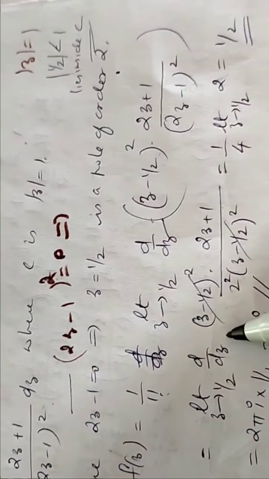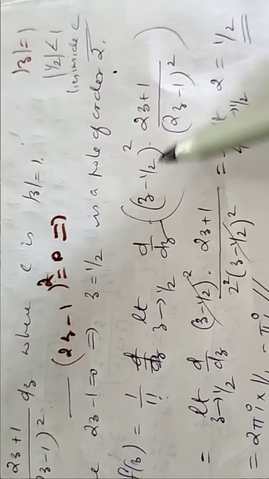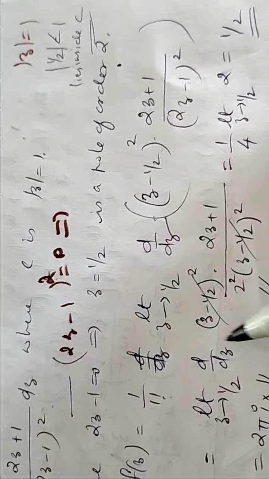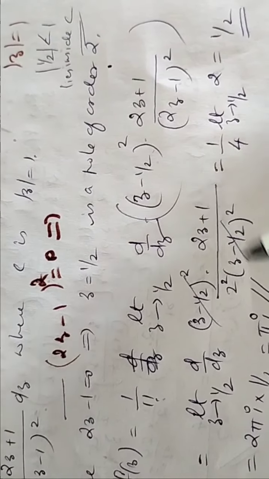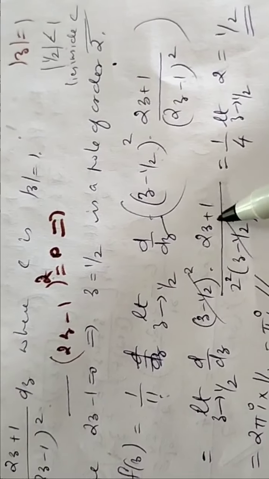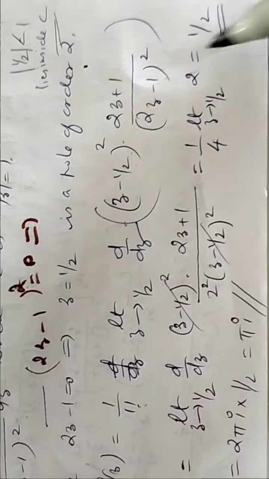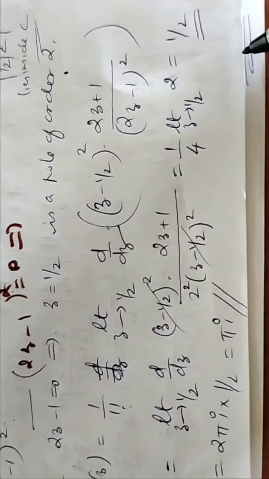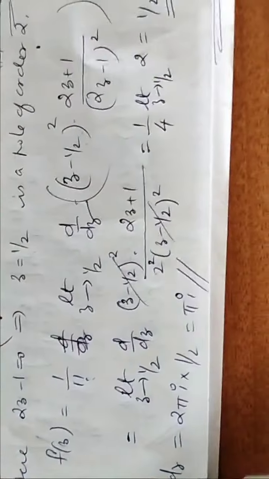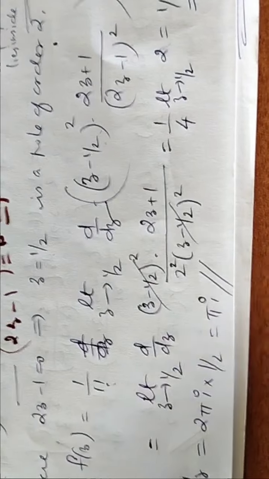Then find the derivative after simplifying. So it is (2z + 1)/4. The derivative of 2z + 1 is 2, so it is 1/4 times 2, that is 1/2. Okay. So what is the integral value? It is 2πi times 1/2. It is πi.